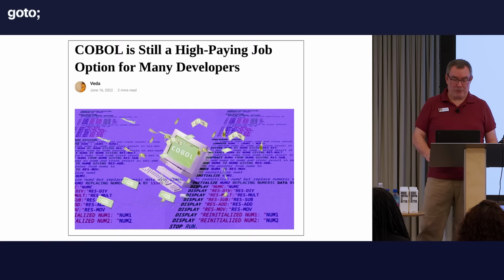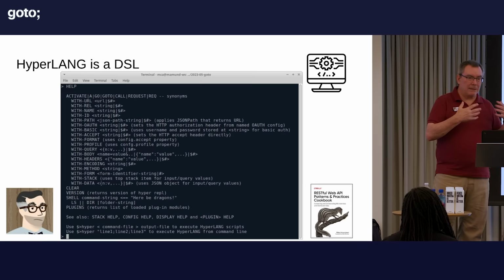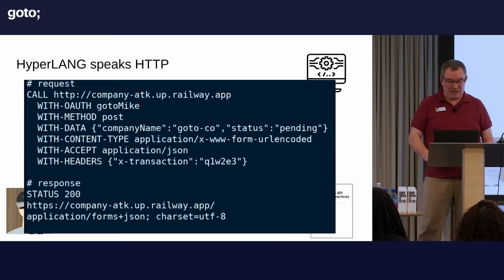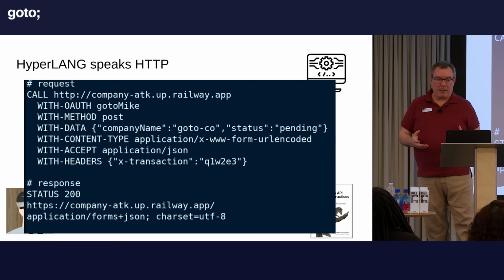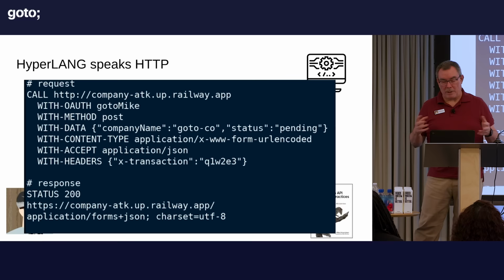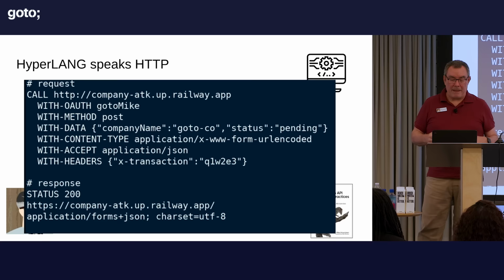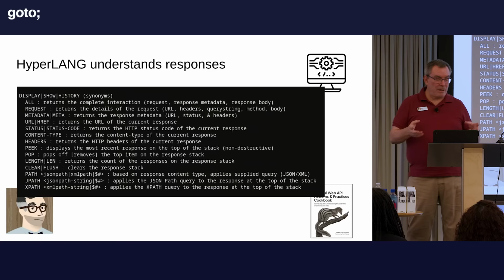So when you look at HyperLANG, this is a little bit hard. We'll see some other slides on it, but it actually looks a lot like the same idea of Flowmatic and COBOL, where you speak in a clear sense of terms. So you can speak very direct HTTP, right? I can say I want to do this with a method and with some data, and I can set headers and all sorts of other things like that. And then I can do the same thing with responses. There's all sorts of things I can do with responses. I can inspect certain parts of them. I can actually use path queries to look at individual elements and parts of that as well.